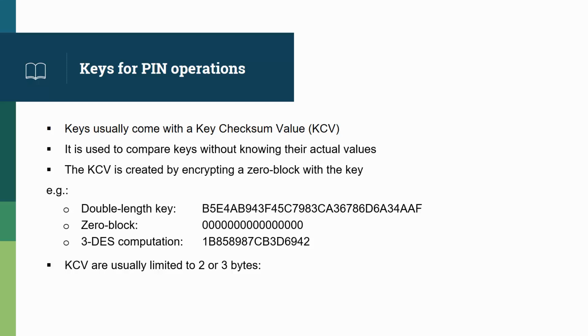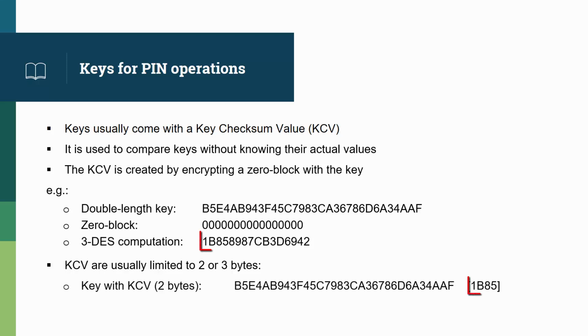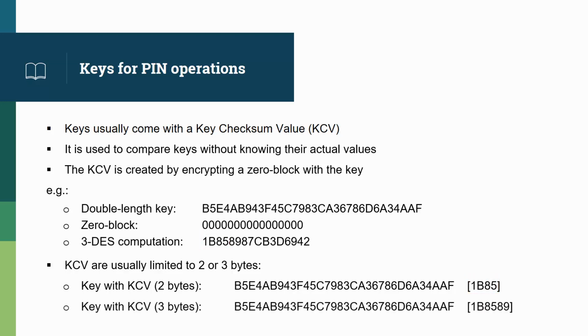The key checksum value is typically truncated after 2 or 3 bytes. So our key has a 2-byte KCV of 1B85 and a 3-byte KCV of 1B8589. The KCV is a good shorthand for a key.